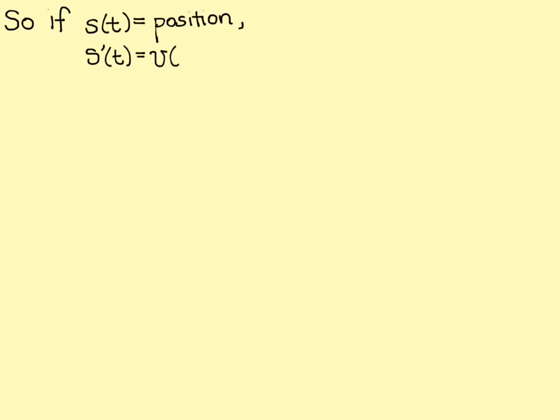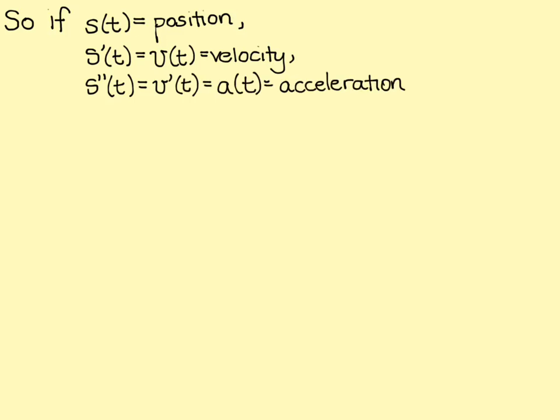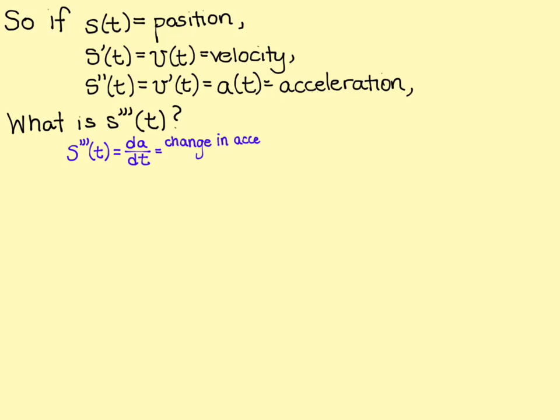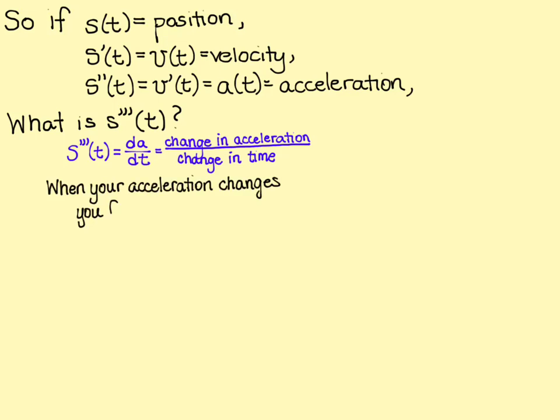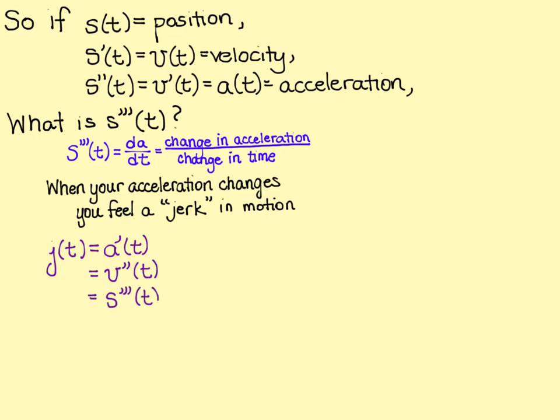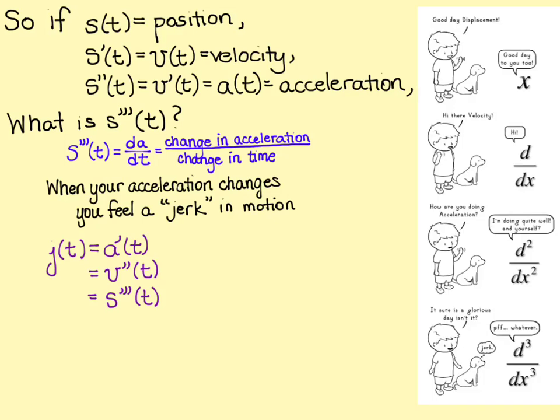So if s of t is the position, then we've seen that s prime of t is the velocity, and s double prime of t would be the acceleration. A new question is, what would s triple prime of t represent? Well, remember that s triple prime of t would be the change in acceleration over the change in time. So when your acceleration changes, how does that feel? You feel a jerk in your motion. So physicists call j of t the third derivative of s, so s triple prime of t.